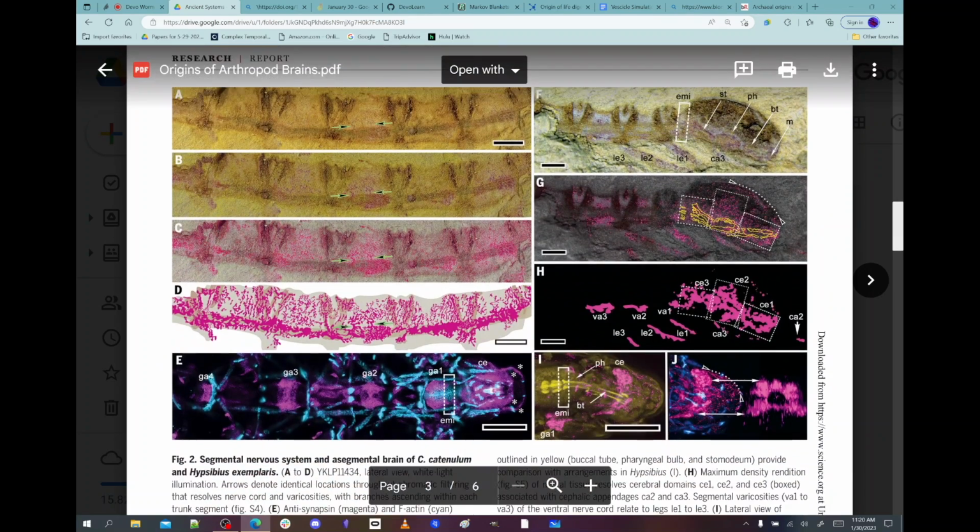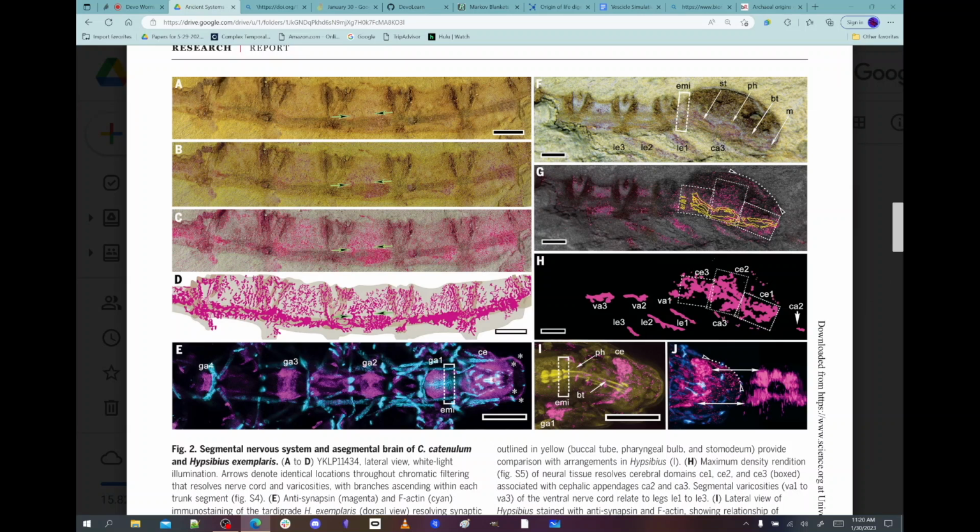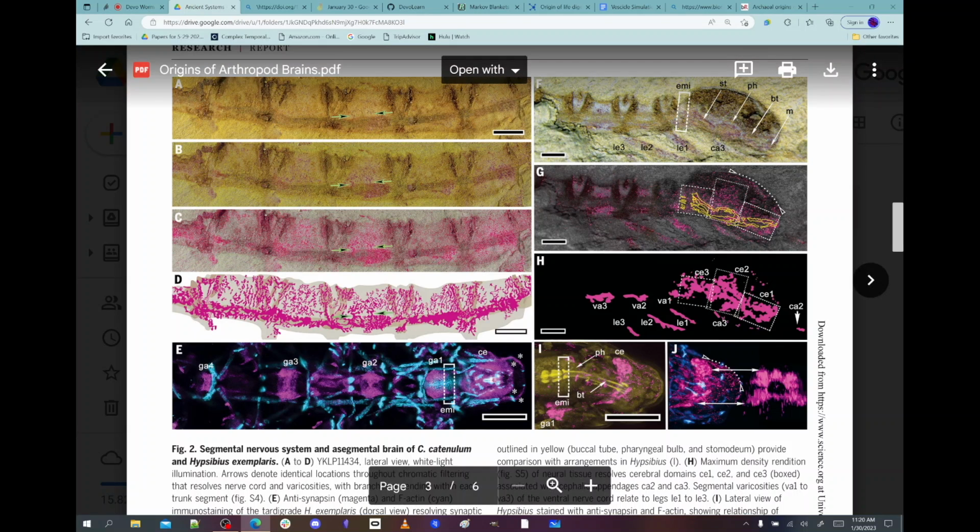And so moving on through the paper, we have the segmented nervous system and segmental brain. All this is just showing evidence that there's segmentation in the body and in the larger nervous system, but the brain itself in the anterior end is unsegmented. And so this shows more evidence of this.